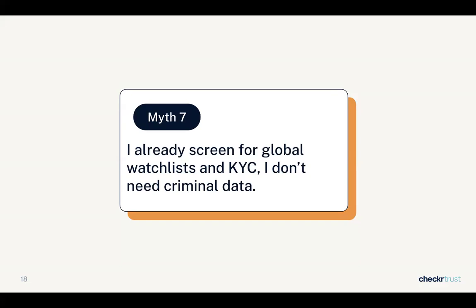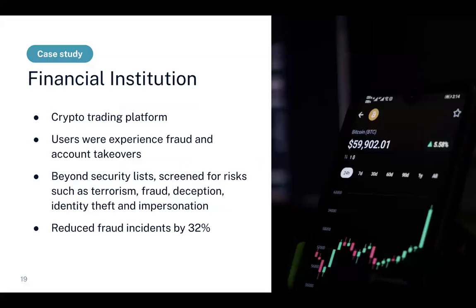Chris, can you maybe share some additional insights on how sometimes KYC is insufficient as a risk mitigation strategy? Yeah. So one of our customers is an online financial platform for trading cryptocurrency, and crypto exchanges are notorious for fraudulent transactions, as they're often untraceable. Although they have KYC processes in place that include an identity check and global watch list screenings, they still found their users were experiencing fraud and account takeovers, which impacts the overall safety and trustworthiness of the platform.